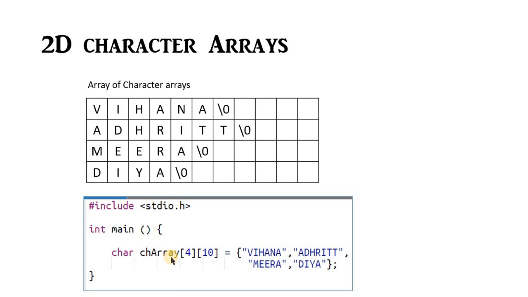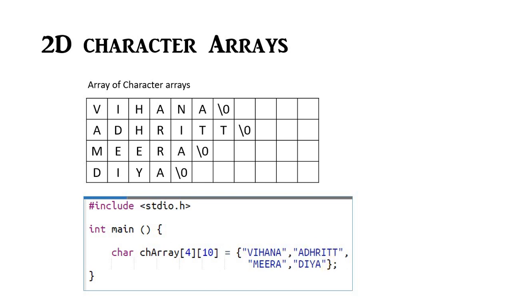The name of the array, it's of type character, and we have two subscripts here because it's a two-dimensional array. The first subscript refers to the number of strings that are going to be in this array, and the second subscript specifies the maximum length given to each string. In this case, we have initialized this array with 4 comma-separated strings written inside flower brackets.